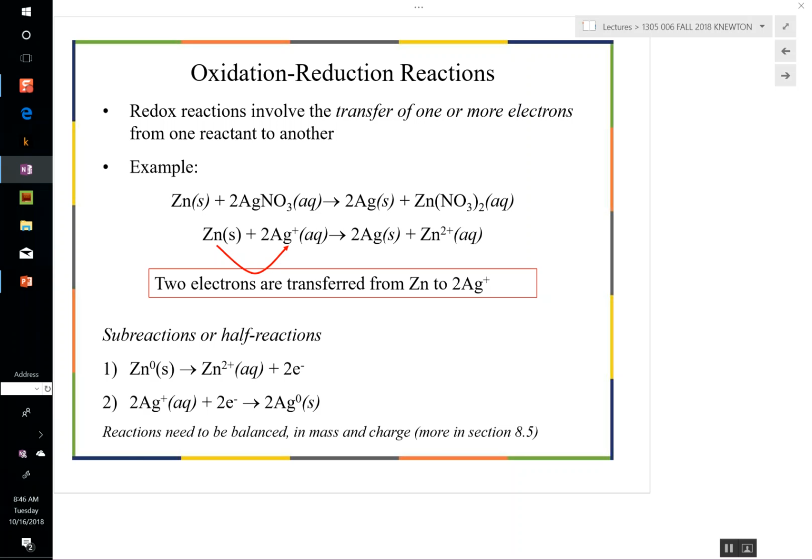The acid-base reaction, there's no oxidation or reduction going on. There is neutralization, but nothing is being oxidized or reduced. This one's a little bit harder to understand, but zinc over here, zinc is an element, and as a neutral element, pure zinc, it is not an ion. It has no charge.